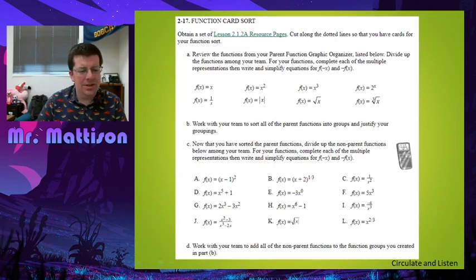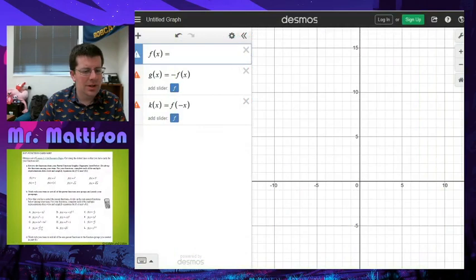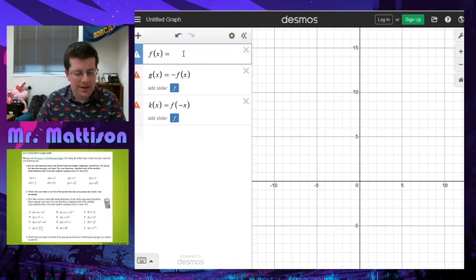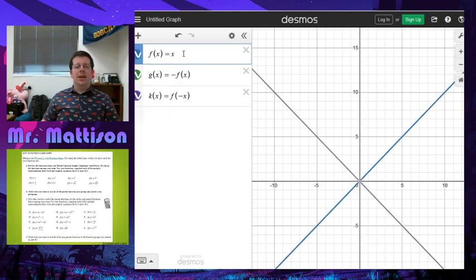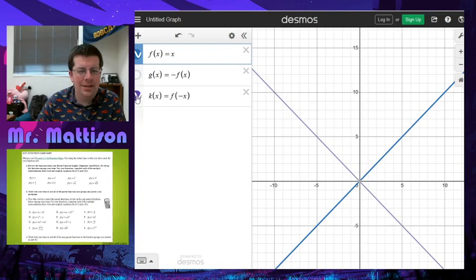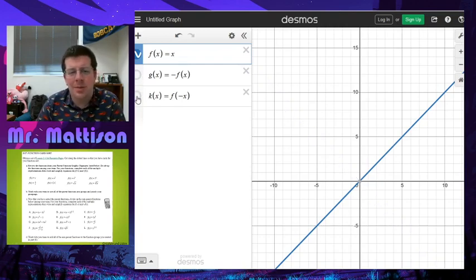So I'm going to go ahead and use this on Desmos to kind of help show what's going on here. I have it set up so that whatever function I put in here for f, it'll draw a second function defined as g, as being the negative of f of x, and then our third function k as being f of negative x. Okay, so our first function is x. So I get these graphs here. I'm going to hide these just so I can see it a little bit nicer. So there's my base graph.